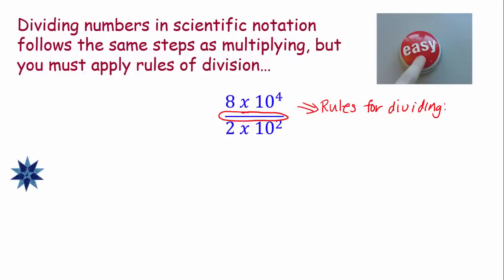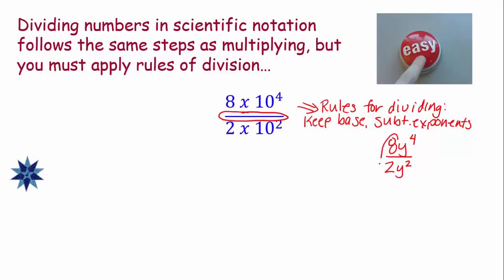These are our like bases. Now when we divide, if we take a look at this division symbol, it kind of reminds us that we're subtracting. So we keep our base and we subtract our exponents. Keep the base and we subtract the exponents. So let's take a quick peek at this. Let's say that I have 8y to the 4th power divided by 2y squared.